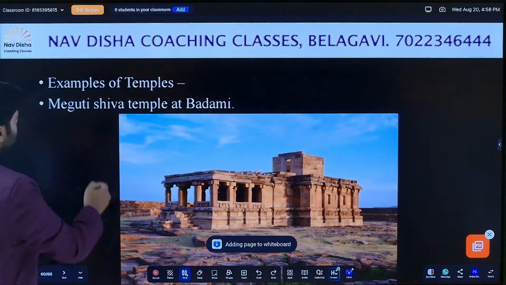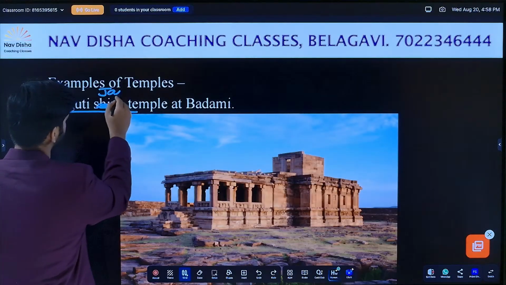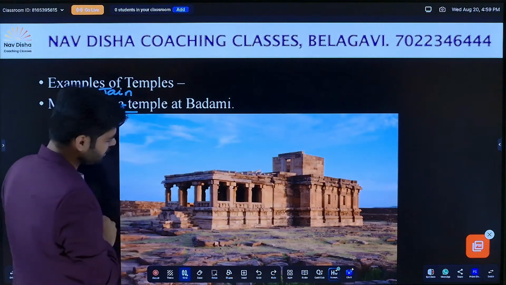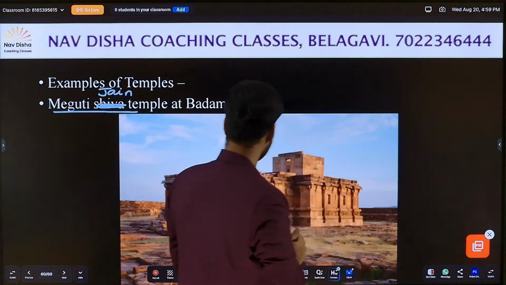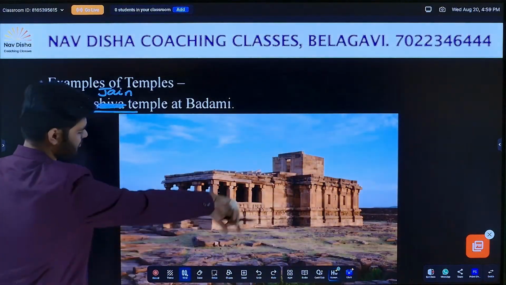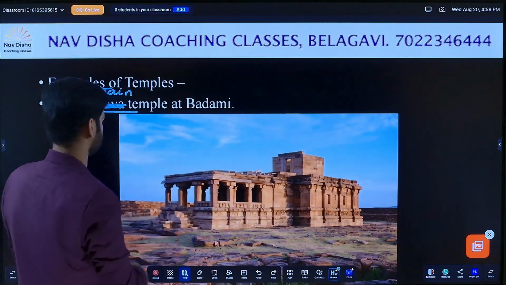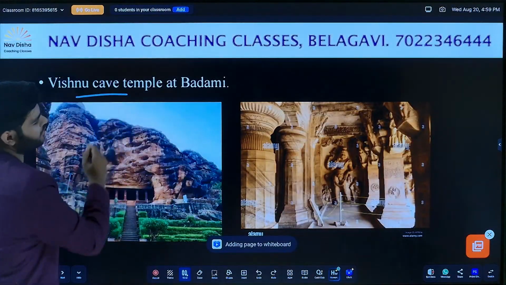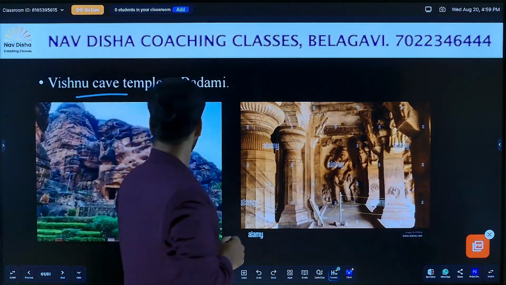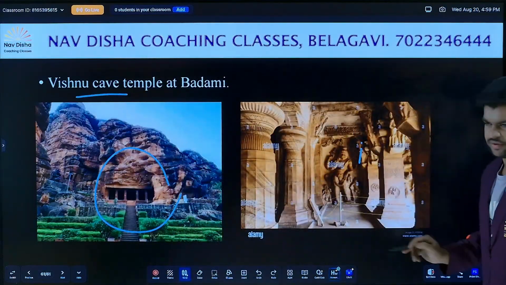Important temples, Meguti. Meguti is a Jain temple. Meguti Jain temple at Badami, where the Aihole inscription is made. So here on the eastern wall somewhere they have made it. East means it comes that side. Okay. Next, Vishnu cave temple at Badami. So this is the cave and this is the temple inside, Vishnu cave temple.